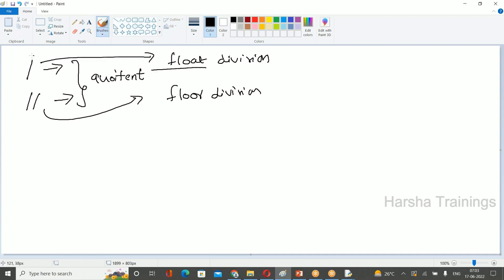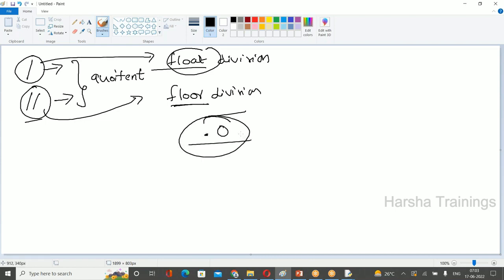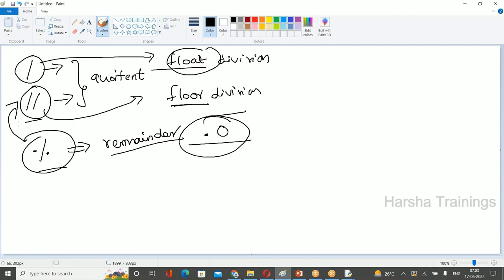Float means after performing the division operation, the result is in floating point. That is, it performs exact division. Double slash means it will convert the number into a floor number and then perform the division. If both are integers, the answer is an integer. If at least one is float, the answer is float. But after the decimal point, the only value is 0, whatever the value we have. So modulus is used to get the remainder. It is used to get the remainder, the percentage symbol. Actually the system performs this task.